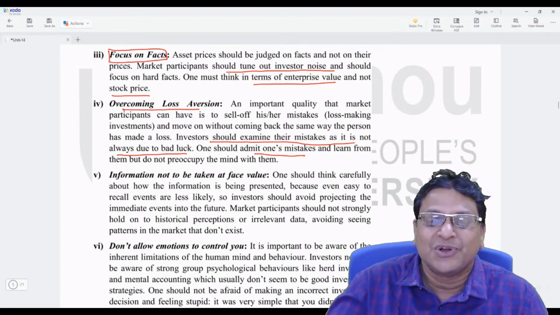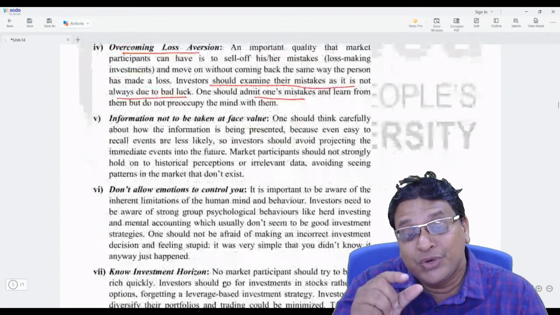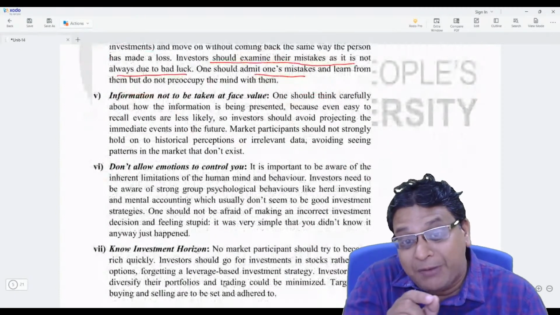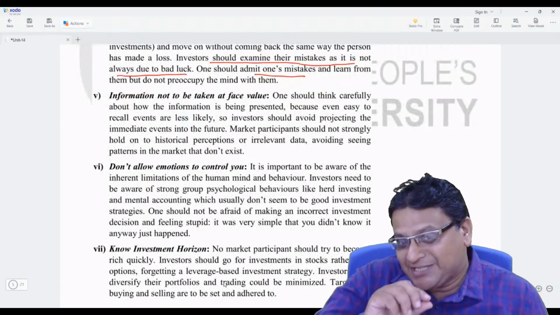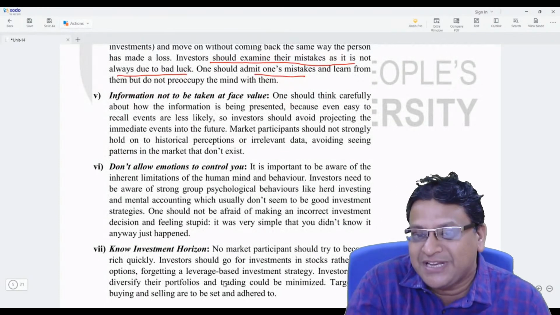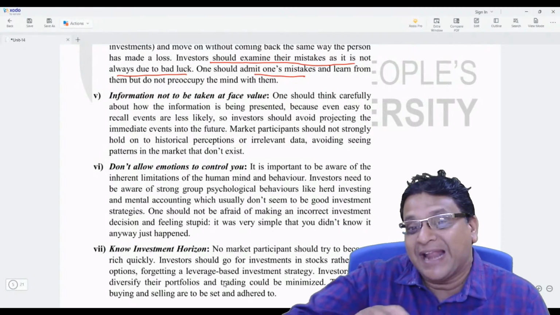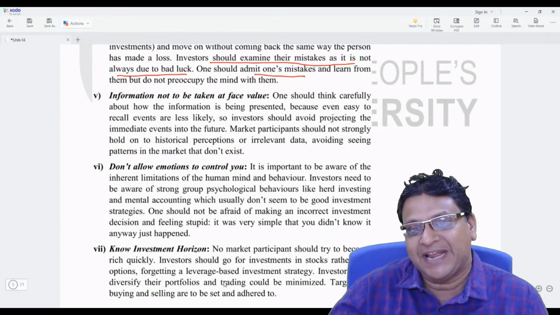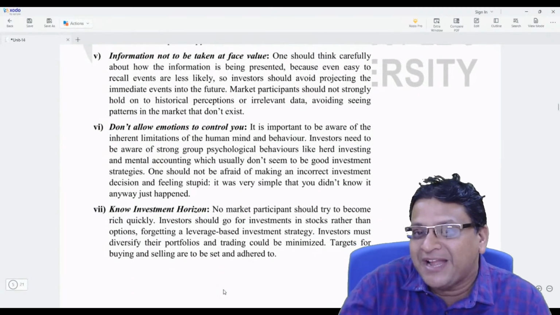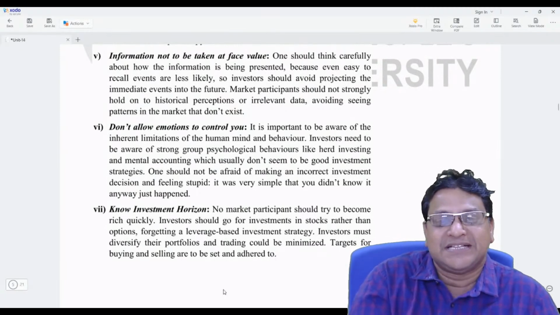Then, information is not to be taken at face value. Please see the information which is given, that one must read the information between the lines. What is there? What is the hidden information? Information is given, news is information. But how should markets analyze the news? Information should not be taken at face value. And we have to find out the insight in every piece of information before taking decisions.